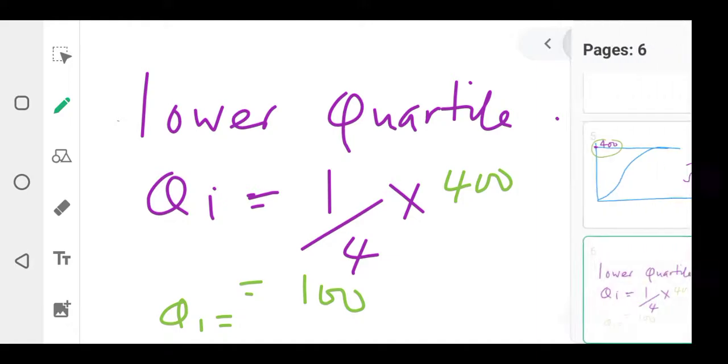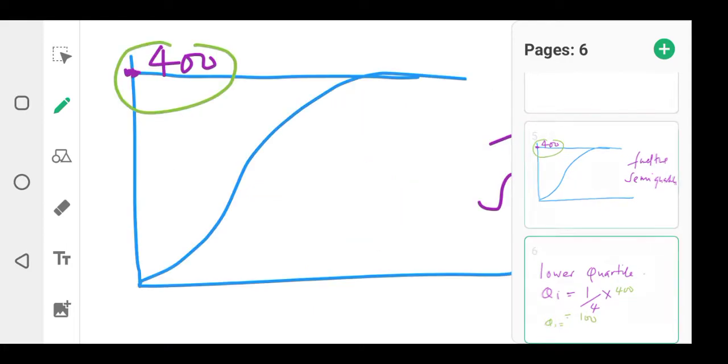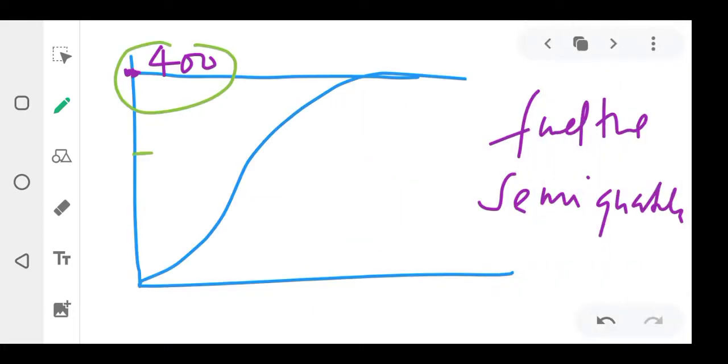So I come back to the graph. I locate where 100 is. Where is my 100? My 100 is somewhere here. After I find my 100, I draw a straight line like this. I don't pick the 100, no. I pick this one that is down here. This is the one that I'll pick.